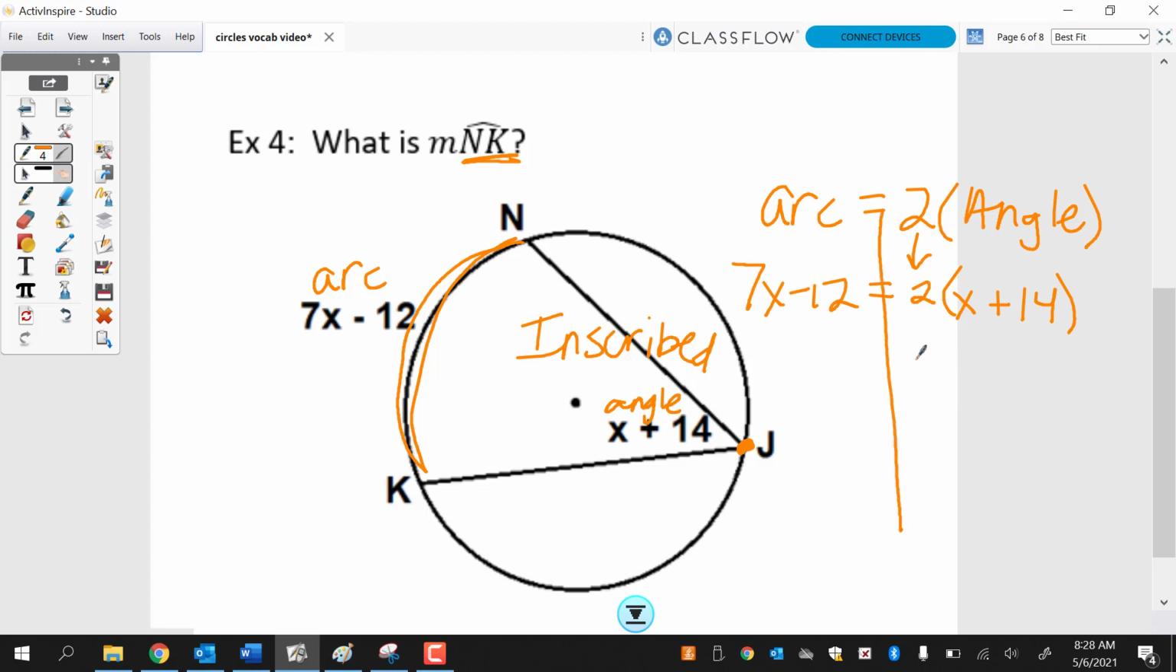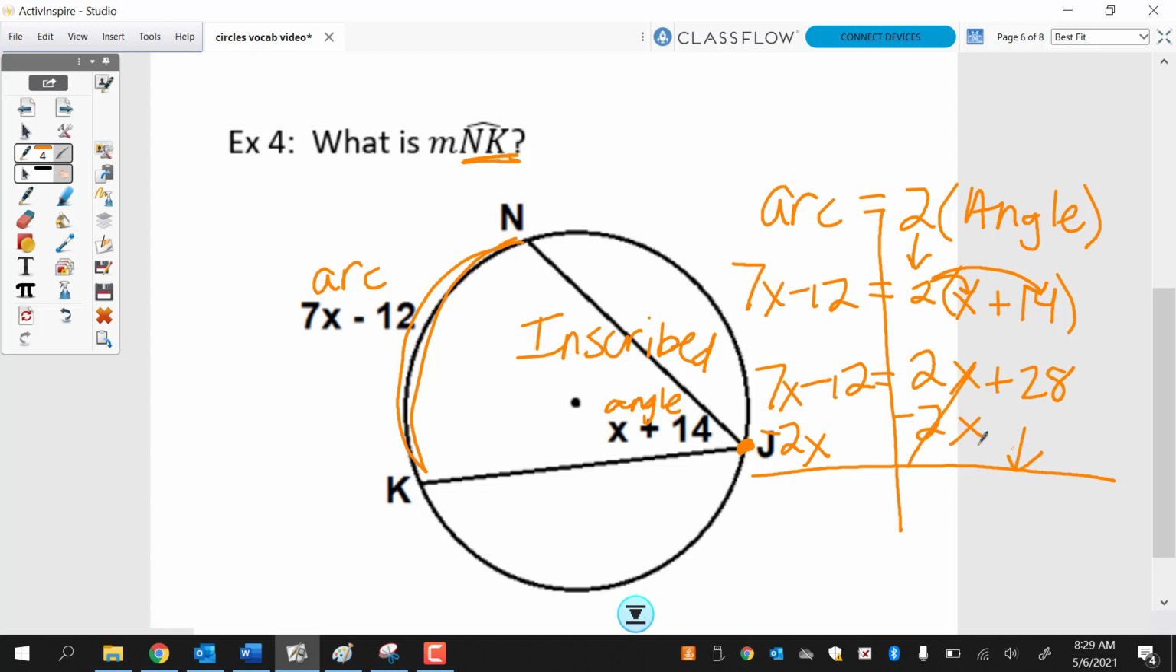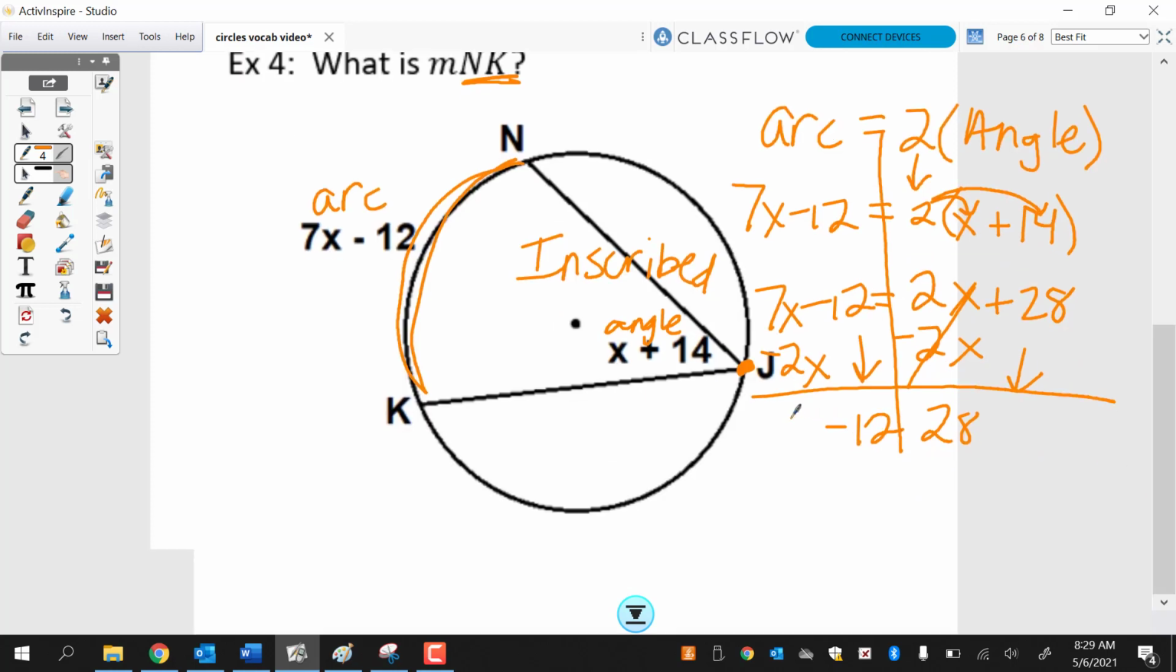Solving. So we got 2. We know we need to multiply. Distribute the 2 to both of these things. Multiply. 2 times x is 2x. 2 times 14 is 28. This side stays the same. Now we gotta move our x's. Moving our x's. Drop down your numbers. 7 minus 2 is 5x plus 12.